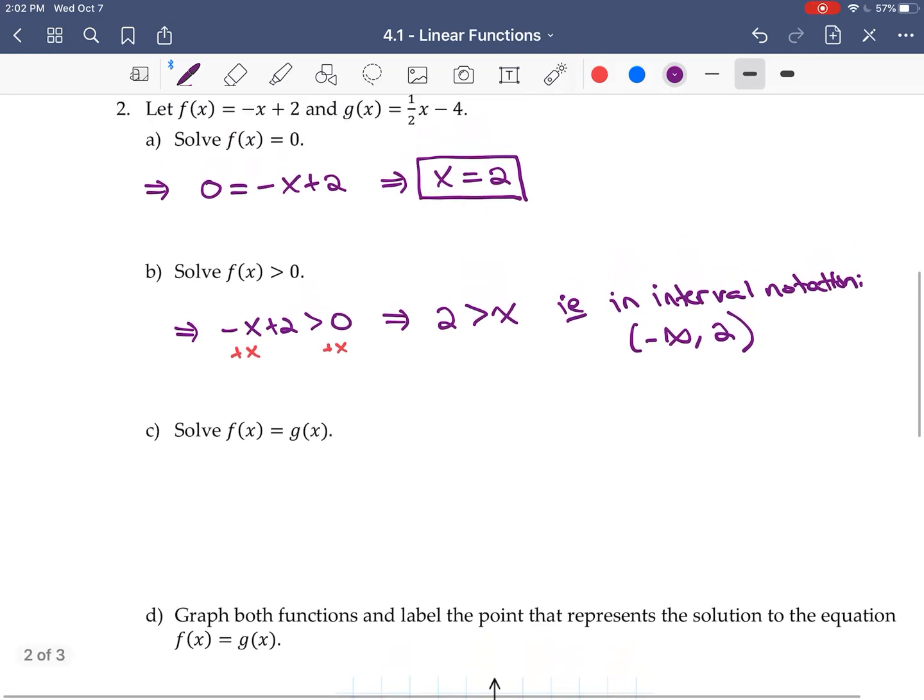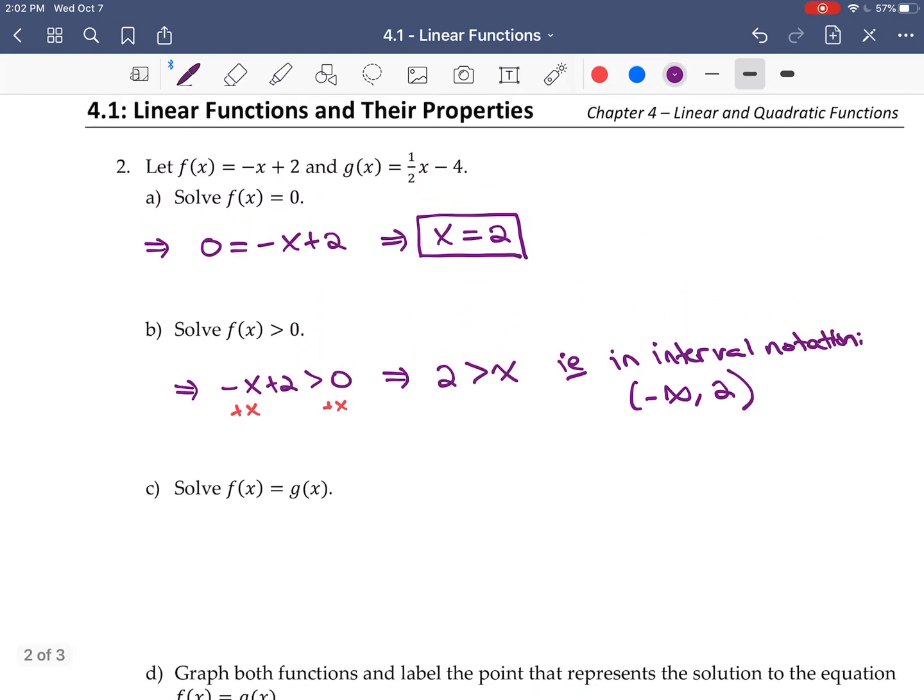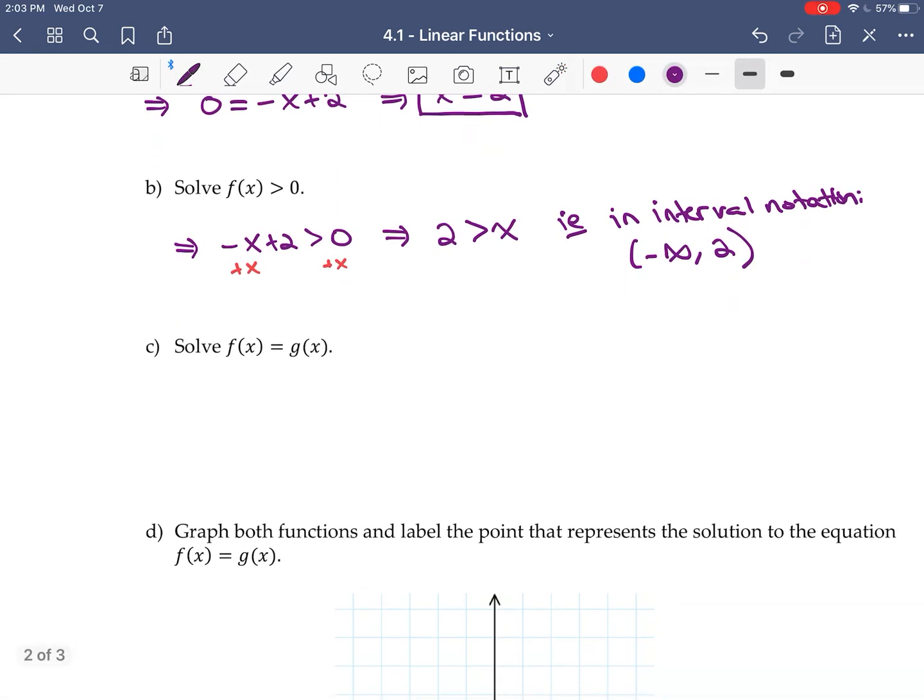Now for part C, I want to know where are f of x and g of x equal? So I want to know for what x value is this part equal to this part. So we just set them equal to each other. So we want to solve negative x plus 2 is equal to 1/2 x minus 4.